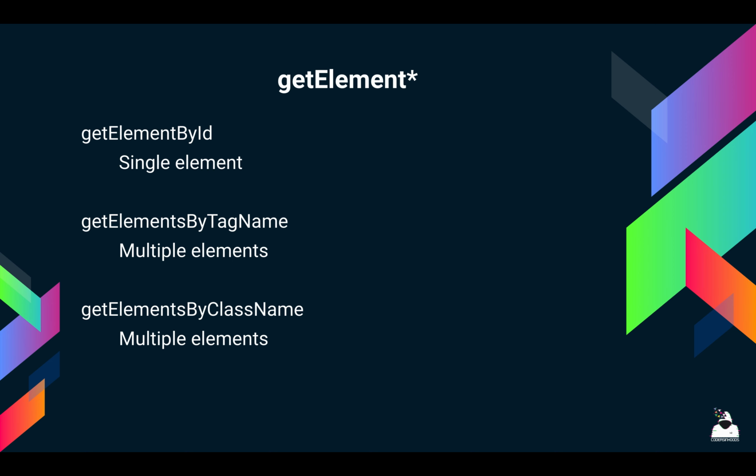So getElement, here I've included the wildcard. getElementById returns only one element, because it is possible to have the same ID for multiple elements, but you shouldn't. All IDs should be unique. Not all elements need IDs, but if you are giving an ID to an element, it should be unique.